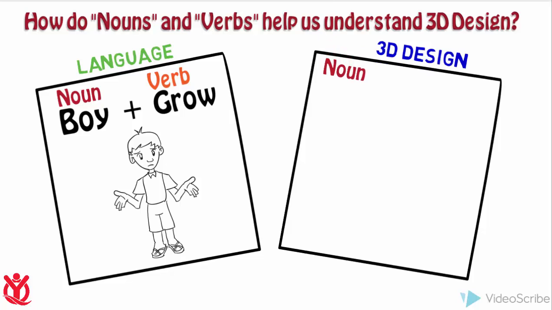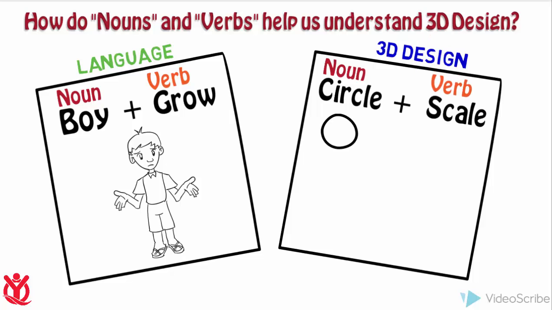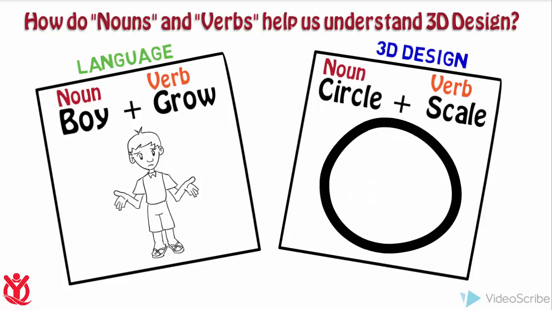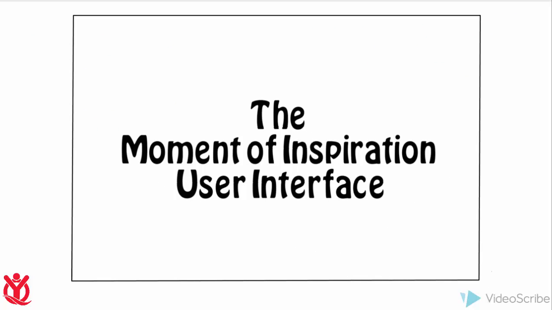We apply this same noun and verb approach to learning Moment of Inspiration. We learn to create nouns, like circle. Then we add action words or verbs like scale to modify those nouns. We access these nouns and verbs using Moment of Inspiration's user interface. Let's take a look at the structure of Moment of Inspiration's interface.